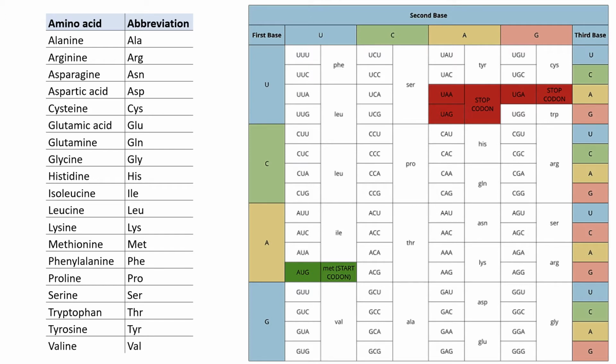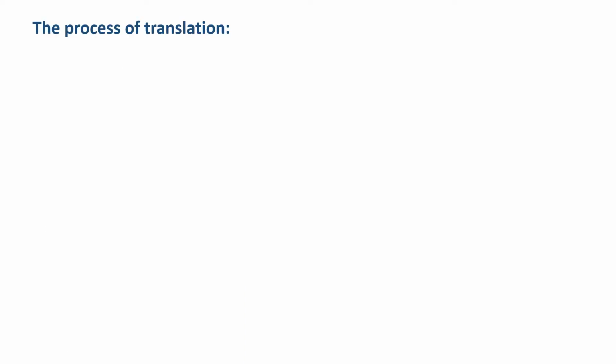As I say, you don't have to remember all this. This is just to demonstrate that although we have a limited number of amino acids, we have more codons. So multiple codons can code for a single amino acid. So let's put all those components together and talk about the process of translation then.